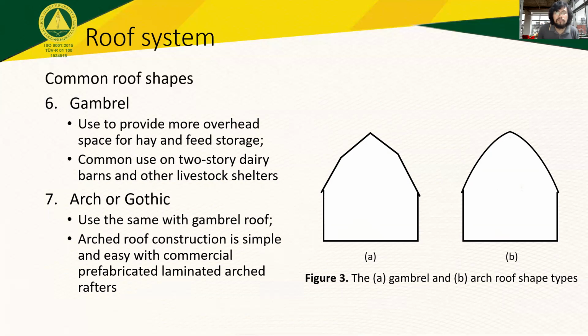The arc roof construction is also simpler and easier compared to the gambrel because there are commercially available prefabricated laminated arc rafters that allow easy, do-it-yourself installation of this type of structure in a building.